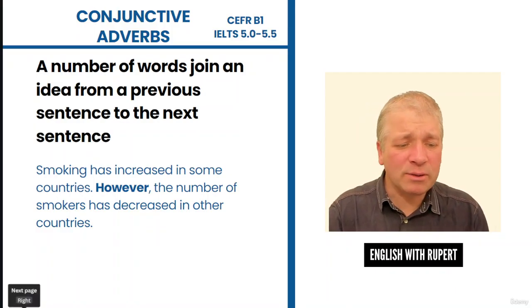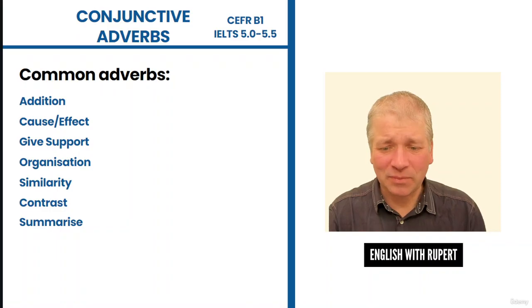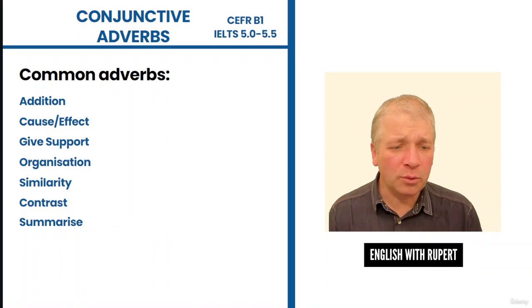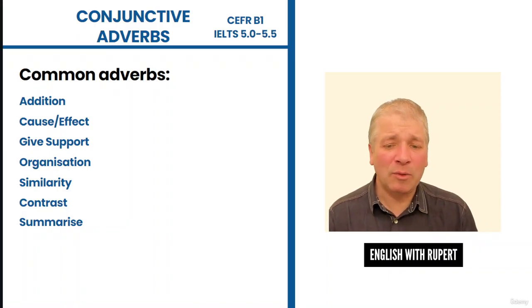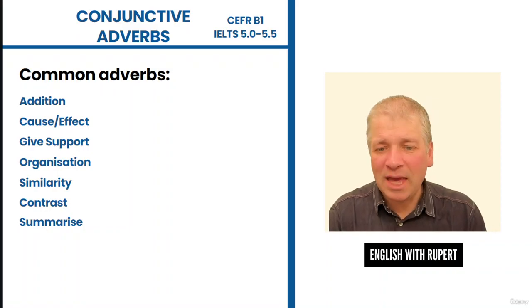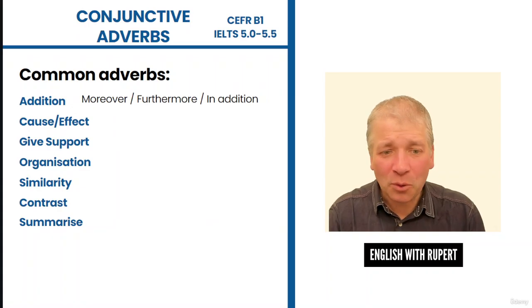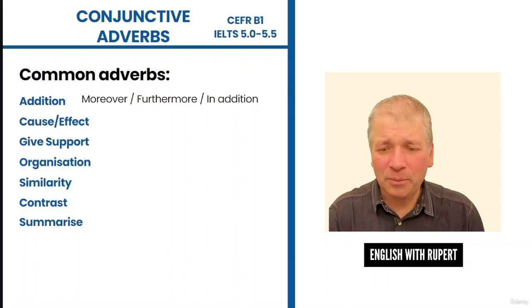Let's look at the various types of conjunctive adverbs then, because there are many. So here are the categories. So common categories: addition, cause or effect, give support, organisation, similarity, contrast, and summarise. So first of all, conjunctive adverbs of addition. There are many of them, but here are three common ones. Moreover, furthermore, in addition.